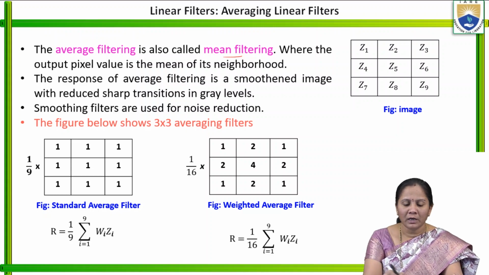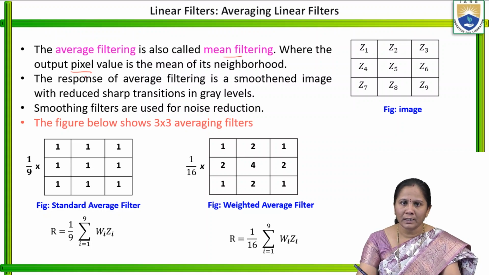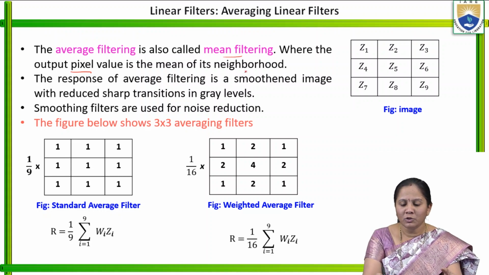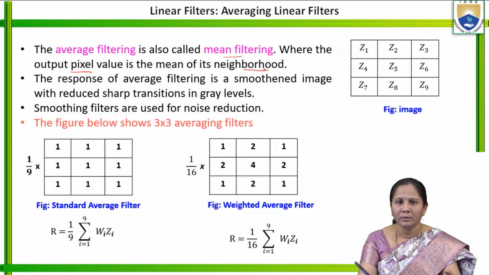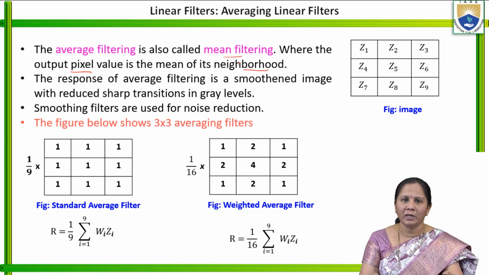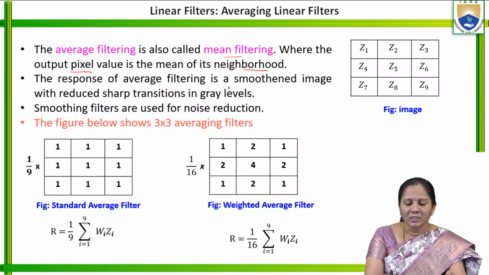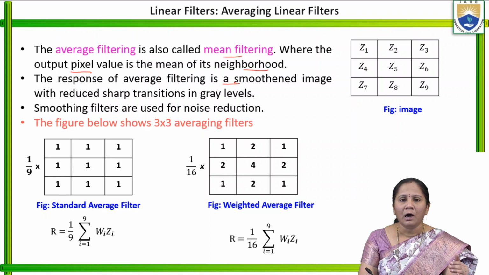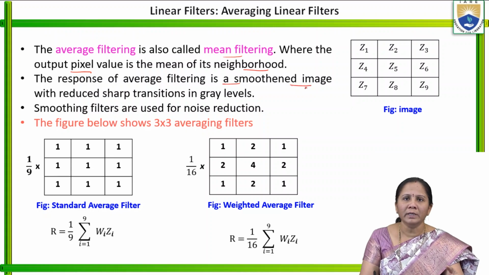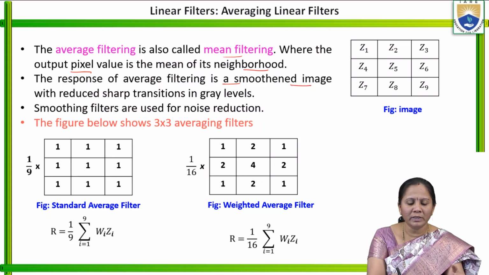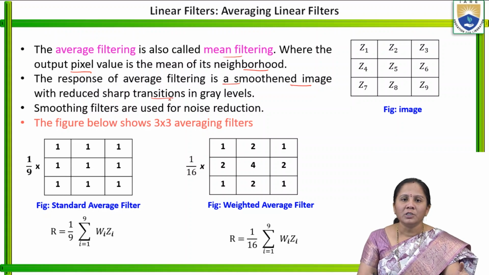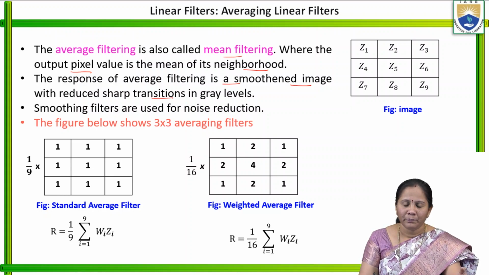Why? Because the output value we calculate is based on the average value of the neighborhood pixels. That is why it is called an averaging filter or mean filter. Linear filtering is also called an averaging filter or mean filter. So the response of the average filter, that is, the output of the average filter, will be the smoothened image. The smoothened image is used to reduce the sharp transitions in the gray level. Smoothing is used to reduce the noise.